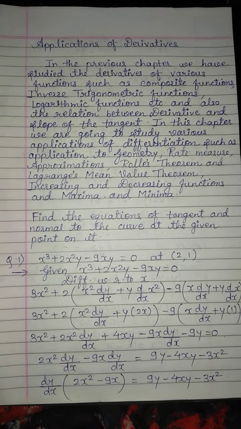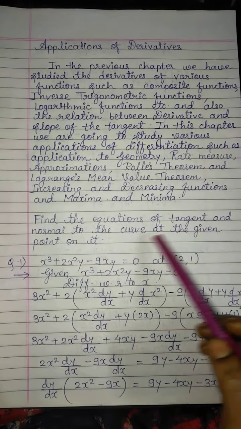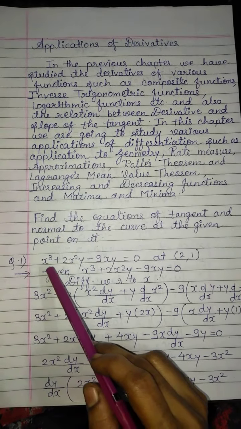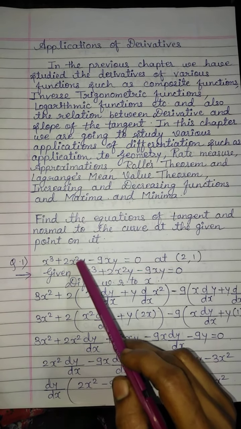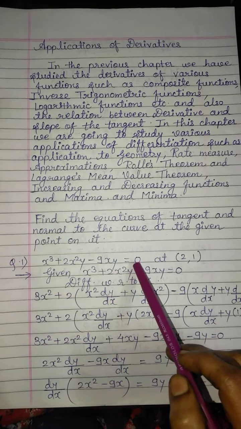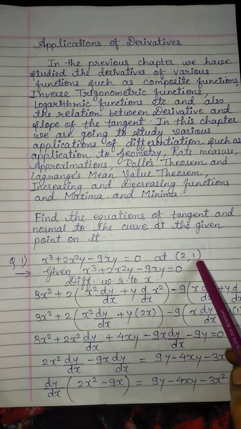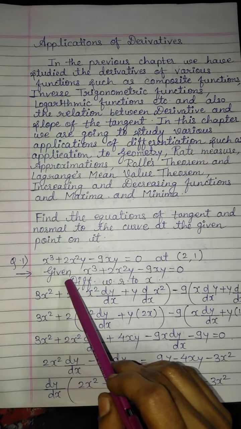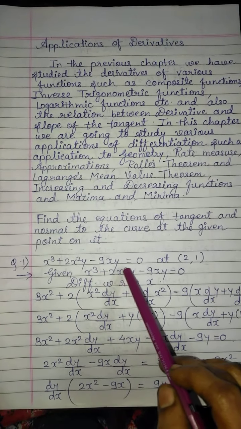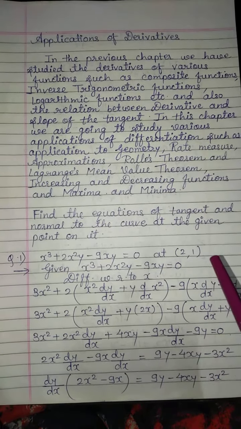Find the equations of tangent and normal to the curve at the given point on it. Now first question, x cube plus 2x square y minus 9xy is equal to 0 at (2, 1). So here first we will write the given equation as it is, that is x cube plus 2x square y minus 9xy is equal to 0.